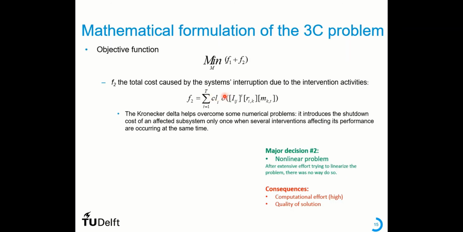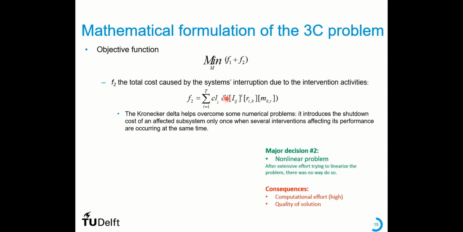And we had to introduce a parameter called the Kronecker delta. The functionality of this parameter is to avoid overcounting. It's a very important functionality that we needed, but it's the only thing that this Kronecker delta is used for.